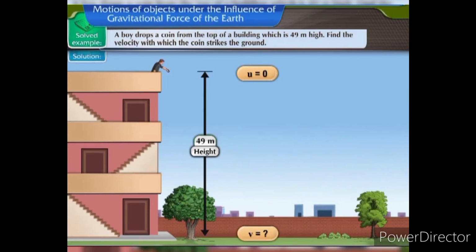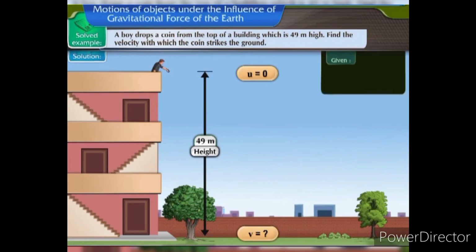First, let us write the given data. Given u is equal to 0, g is equal to 9.8 meter per second square, s is equal to 49 meter.